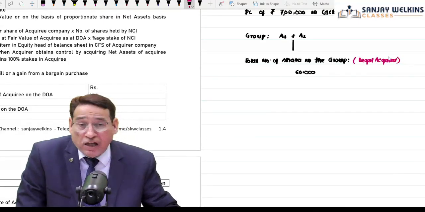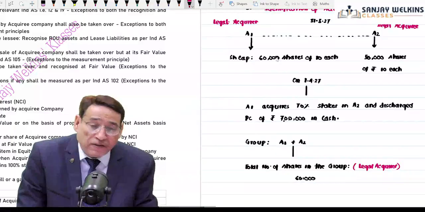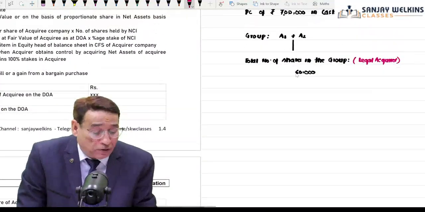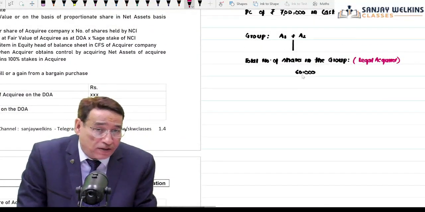And we know that the legal acquirer is A Limited, and A Limited is having 60,000 shares. So quite obviously, the total number of shares in the group will be considered as 60,000.